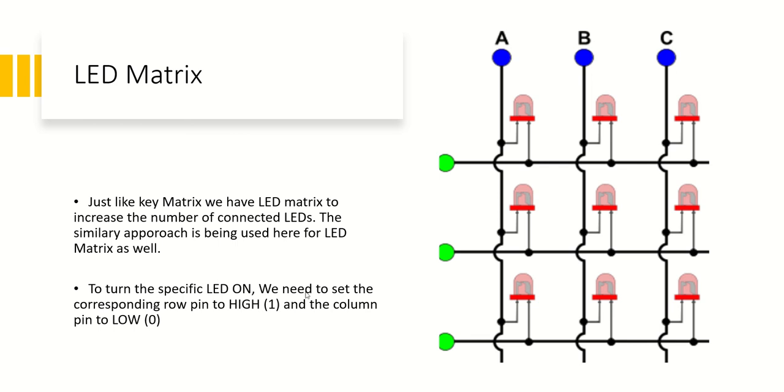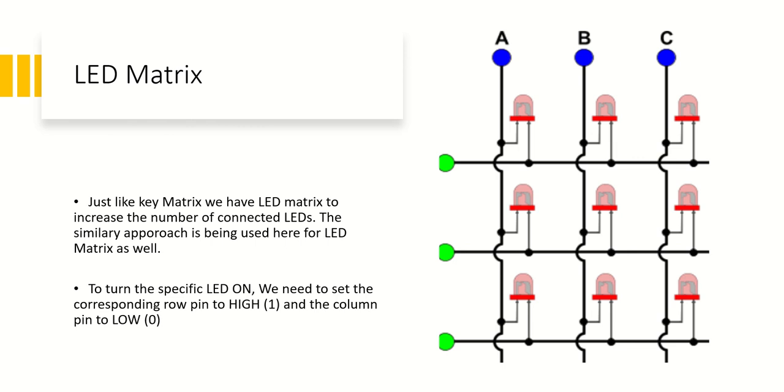To turn the specific LED on, we need to set the corresponding row pin to high, which is 1, and the column to low. So here you can see this is the, okay, so here the row is being high, so here we are saying it is a row.